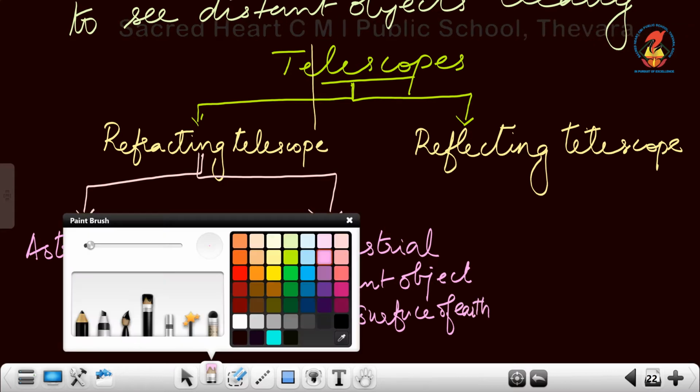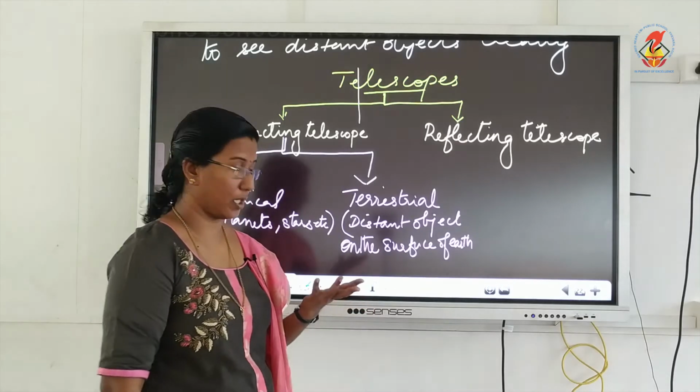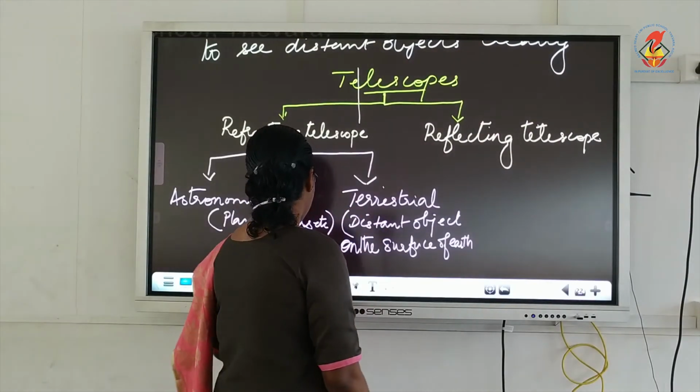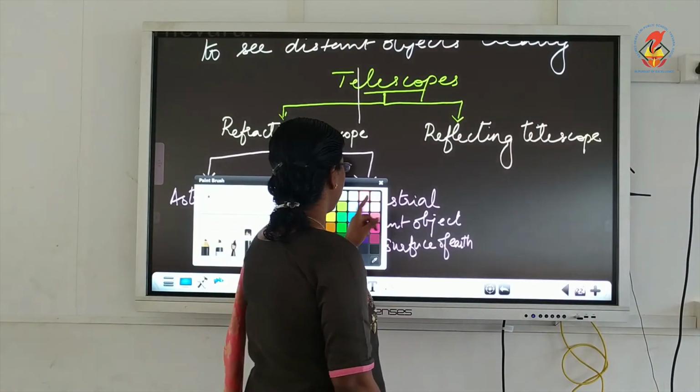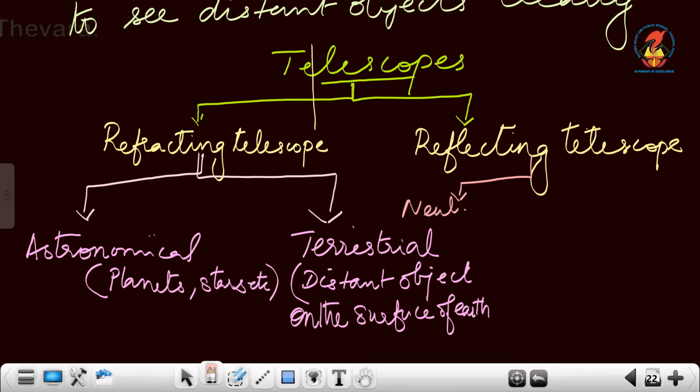And the reflecting telescope, the one which reflects, means it uses a mirror. So we will be using basically a convex or concave mirror for the reflecting telescope, and it is also of two types. The first one is the Newtonian telescope, which was discovered by Sir Isaac Newton, and the other is the Cassegrain telescope.